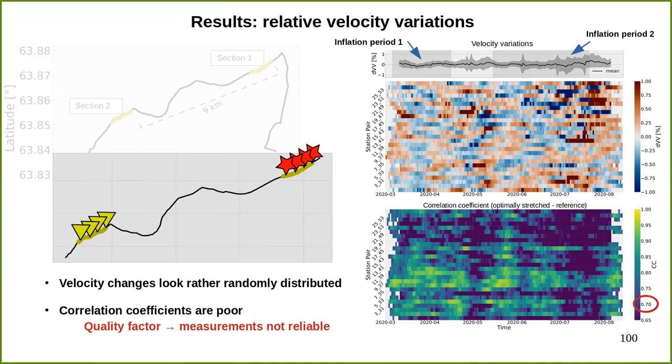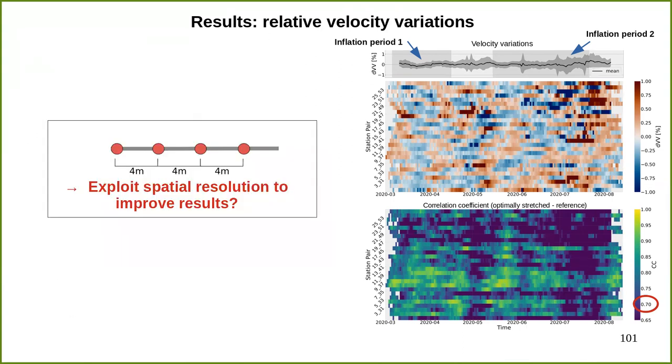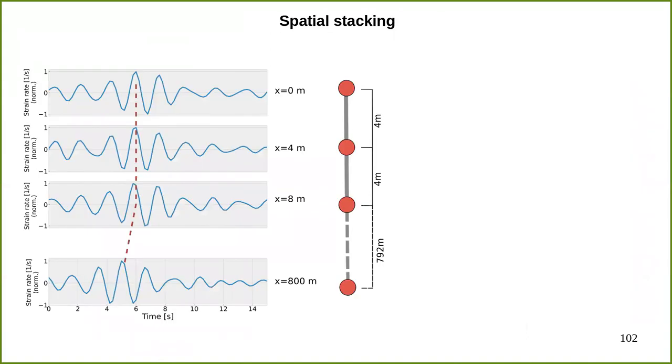So at this point, we were wondering whether we could better exploit the spatial resolution of DAS to improve our results. To further motivate this, we consider four DAS traces positioned at 0, 4, 8, and 800 meters on the fiber. And we see that the adjacent traces basically record the same waveform, while the phases at 800 meters clearly deviate.